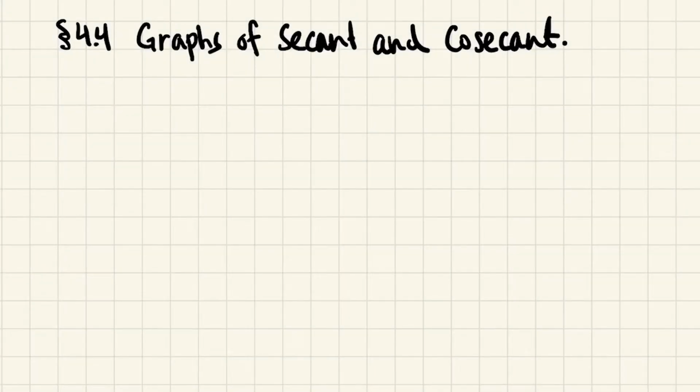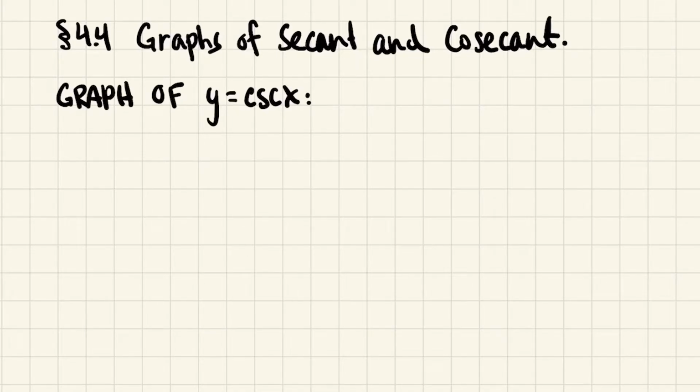Okay, so here we are in our last section of chapter 4. We are going to look at the graphs of our last two trigonometric functions, which are secant and cosecant. So let's start with the graph of cosecant.